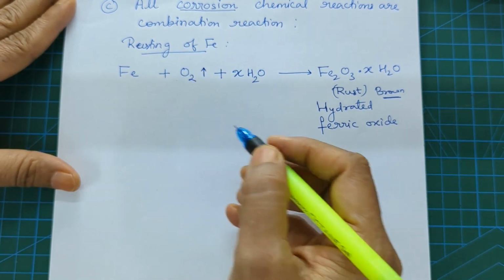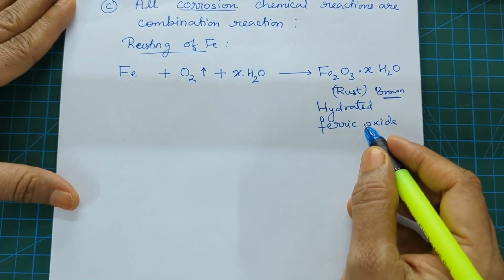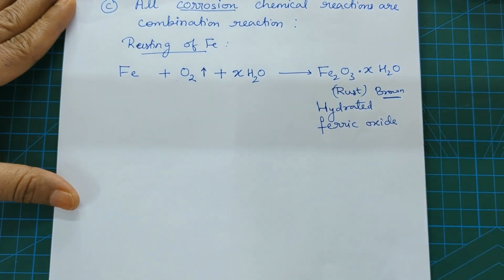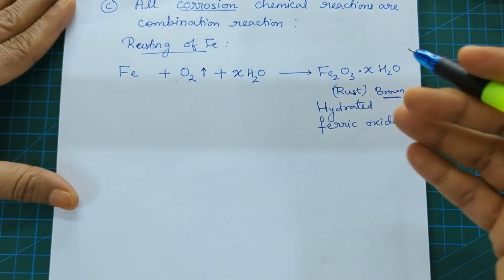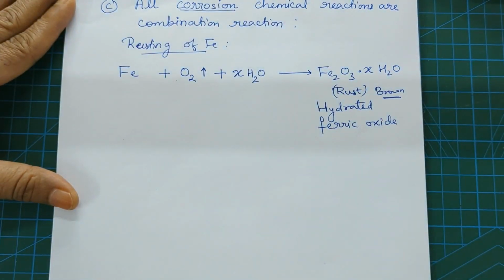Rusting of iron is an exothermic reaction, but the amount of heat is slowly released because rusting is a time consuming process. So slowly heat is released. That is why the amount of heat is not sensed. But remember, rusting of iron is an exothermic reaction. Also, one more reason why it is exothermic is because every combination reaction is exothermic in nature. But here the amount of heat produced is less because rusting is a slow process.